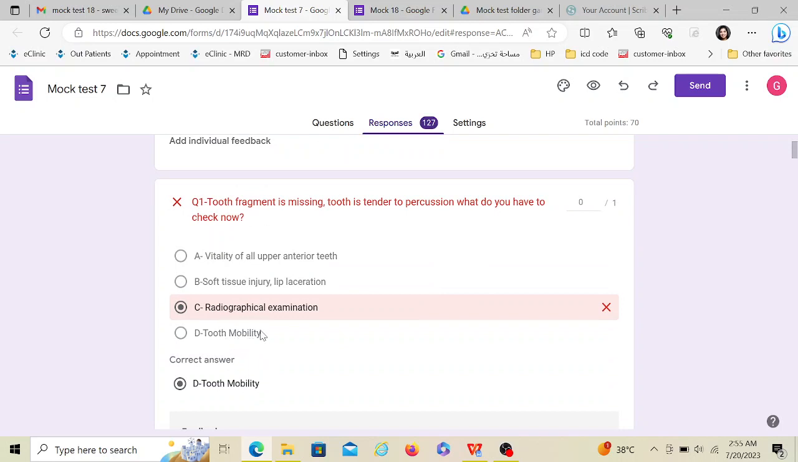This is the answer. I've opened this mock test of a student who has solved it and they have marked the wrong answer. So don't go on this. This is me opening the response of one of the candidates.